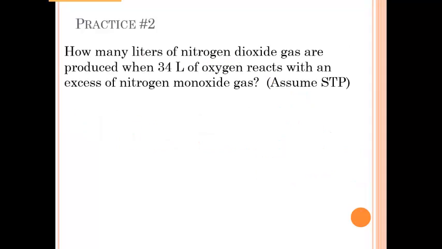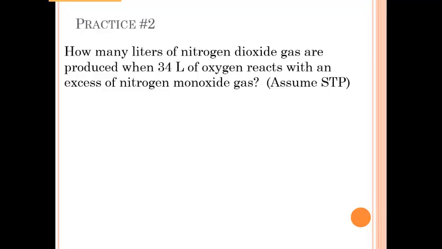So let's go ahead and try another one here. We want to know how many liters of nitrogen dioxide gas are produced when 34 liters of oxygen reacts with an excess of nitrogen monoxide gas. Now in this case, notice there's no balanced chemical equation given to us, and this isn't one that we've practiced with in previous slides. So we're going to have to start off with writing a balanced equation.